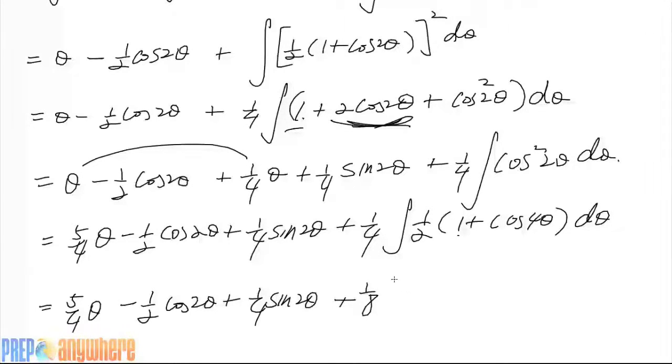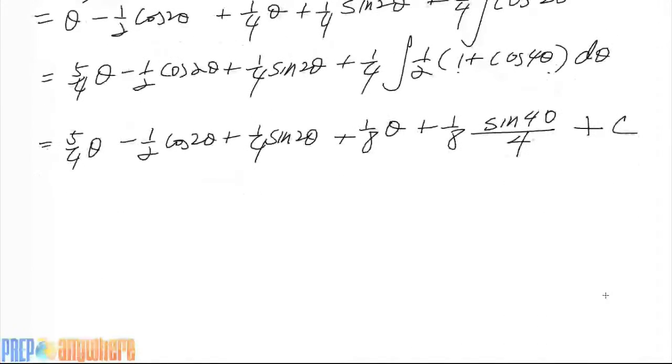Integrate the 1, you get again theta. Okay, again 1 over 8. This is going to be sine of 4 theta divided by 4. Okay, that's the antiderivative of cosine of 4 theta. Okay, in the end, plus constant.